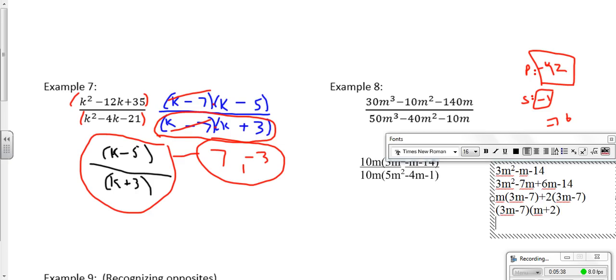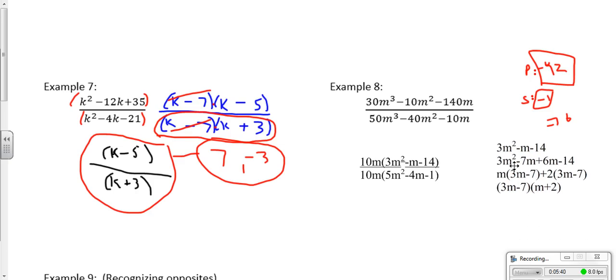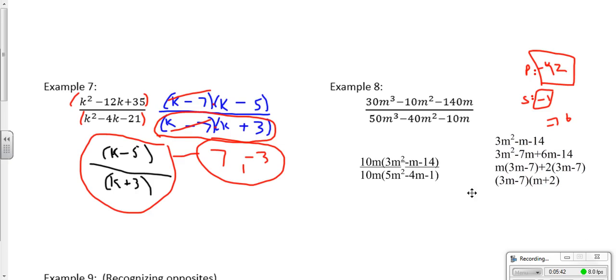Alright, so that will be left aside. Now the bottom one, I have to do that one next, and that one has a product of 5 times negative 1, so negative 5 product, with a sum of negative 4, so that would be 5 and 1, where the 5 is negative and the 1 is positive.